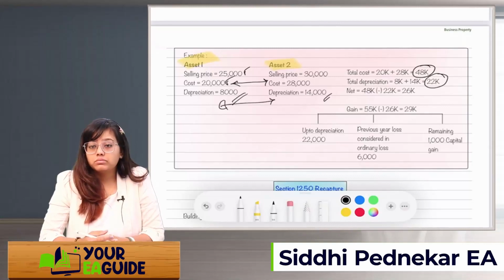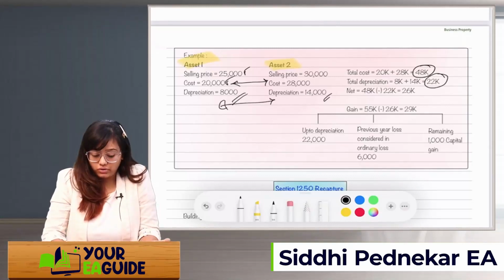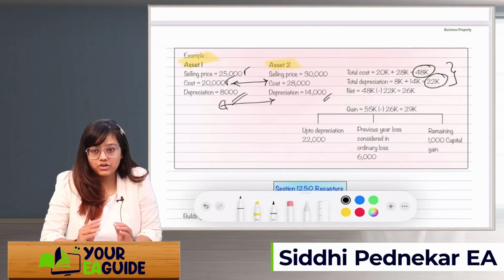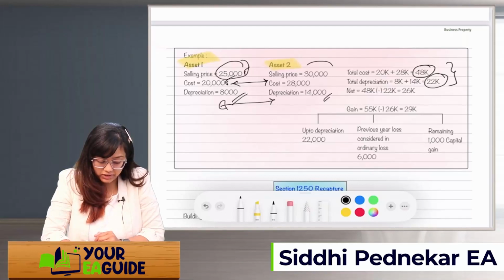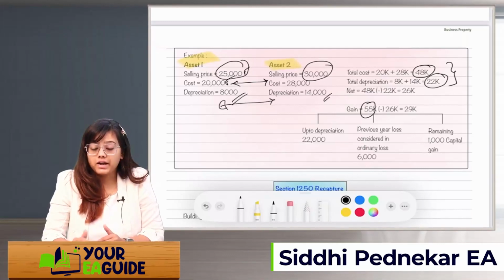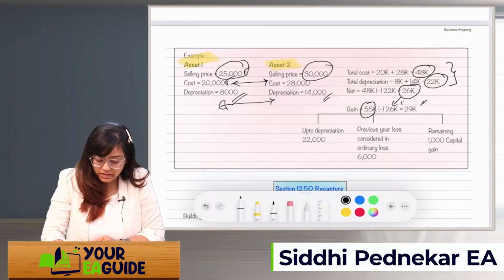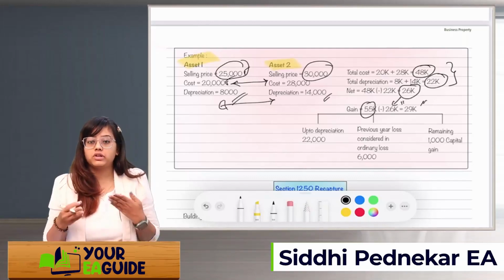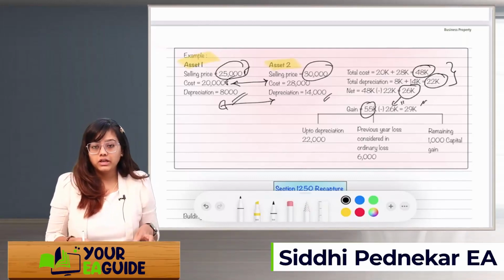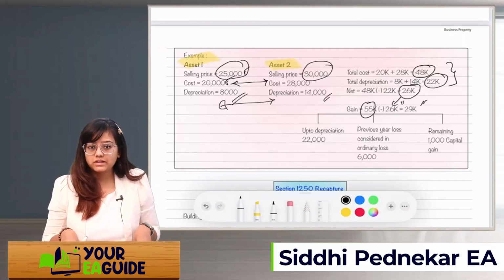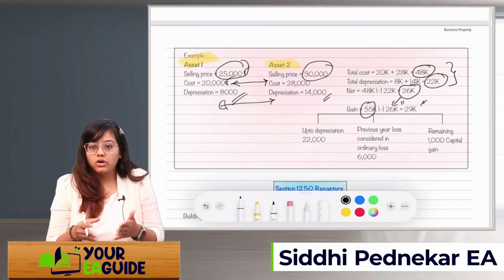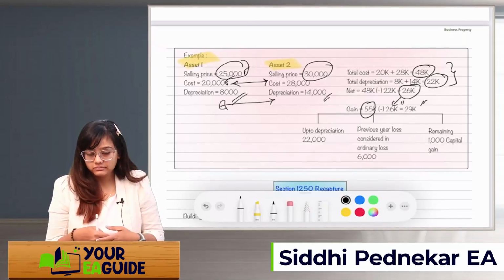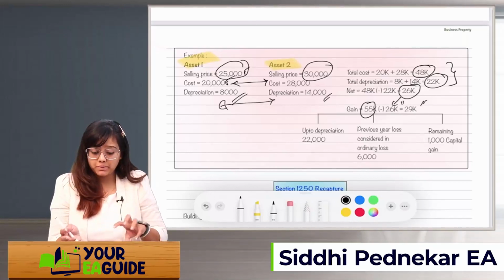So how much is the total gain? Total cost minus depreciation is my adjusted basis. Now I have sold both the assets for 25 and 30, that is 55,000. I'll reduce the adjusted basis from this. Whatever is remaining, the 29,000, I will have to decide whether it is an ordinary gain or a capital gain. You're selling the asset, but that doesn't mean the whole amount of gain is your capital gain. You will have to make sure that whatever is up to the depreciation is treated separately.